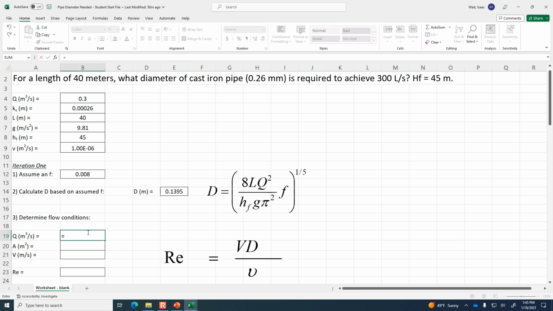Okay, so the flow rate I know is 0.3. The area, I'm going to do it based on this guess of the diameter. So area is pi times d squared divided by 4. So that's the area of a pipe that has a diameter of 0.1395. And the velocity is the flow rate divided by the area. So the water would be moving at a velocity of 19.6 meters per second if the diameter is that small.